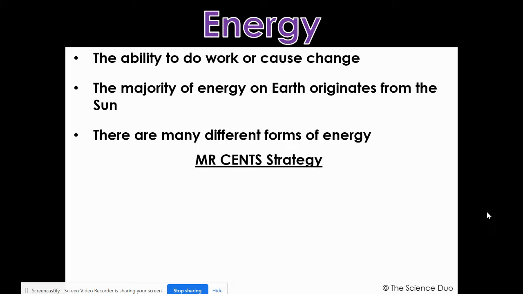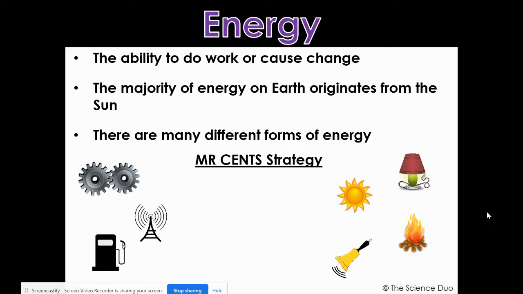And there is a strategy called Mr. Sense strategy to help you remember the different types of energy. So M is going to stand for mechanical energy. That's energy of motion. R, radiant. That's heat or light energy. C, chemical energy. That's energy that's stored in the bonds of chemicals. And when there's a chemical reaction, they can give off or use up energy.